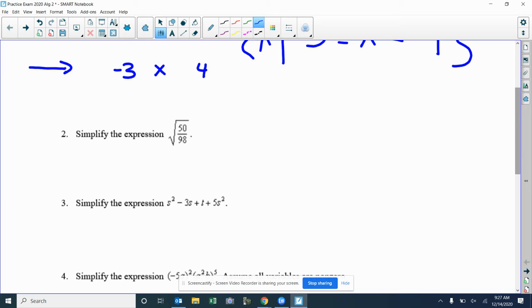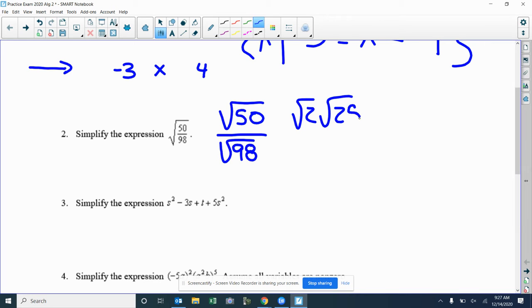Simplify the expression. So square root of 50 over square root of 98. 50, 25 times 2. So I have the square root of 2 times the square root of 25. Come back to that in a second. 98, 2 times 49. So that is the square root of 2 times the square root of 49.